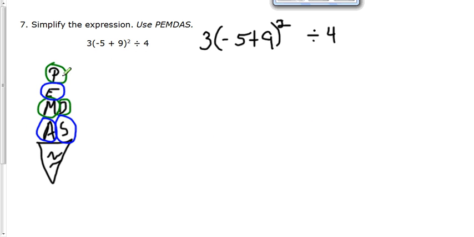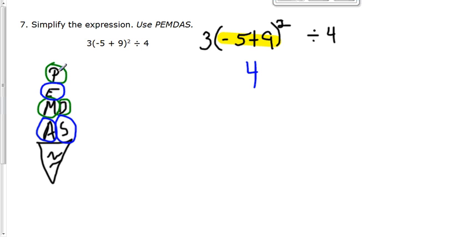Okay, again, my order of operation, looking at problem number 7. Parentheses, exponents, multiply and divide, add and subtract. So here I go, starting at the top of my ice cream. I have my parentheses come first. Again, negatives with positives really cancel each other out, so you really have to subtract. 9 take away the 5 leaves me with 4 positives.